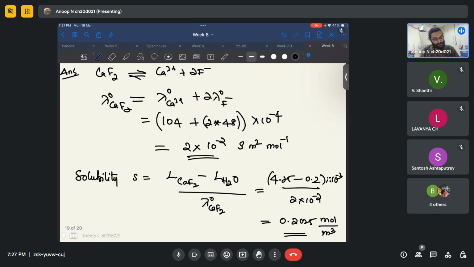Why do we do 1000? Here the unit is meter cube. 1000 is a conversion factor between centimeter cube and liter. So if you are using centimeter, you have to multiply by 1000, or else you have to divide by 1000. So I'll write it here. Solubility will be equal to 0.2025 into 10 raised to minus 3, which is 2.025 into 10 raised to minus 4 molar. Understood how it came?